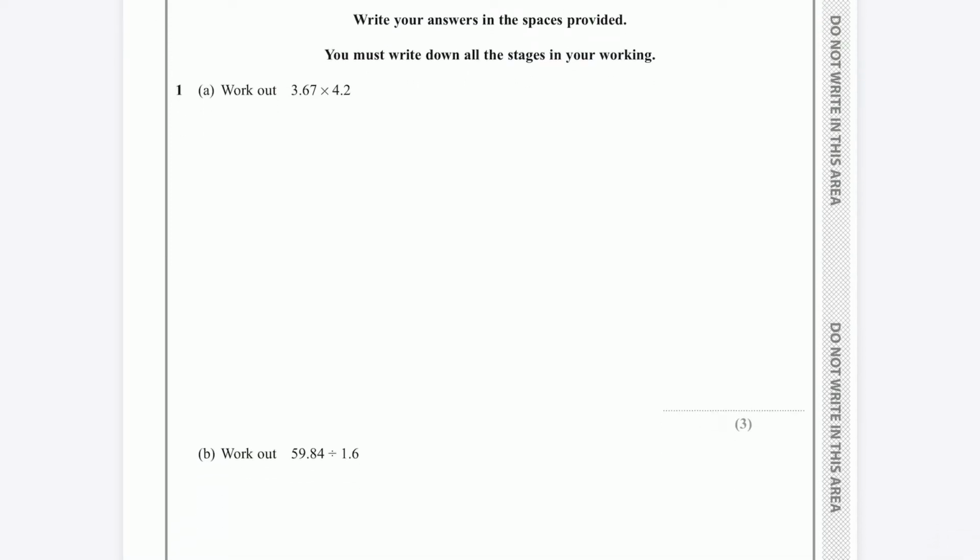So you can hop the decimals out. In the first one, it will be hop them out twice and hop them out once. So that then leaves us with 367 times 42. And then when we get the answer, we can hop the decimals back in. So it's just a little bit easier to work with.